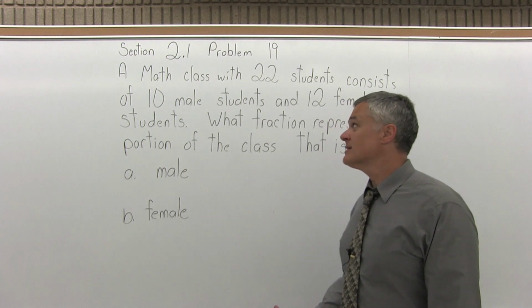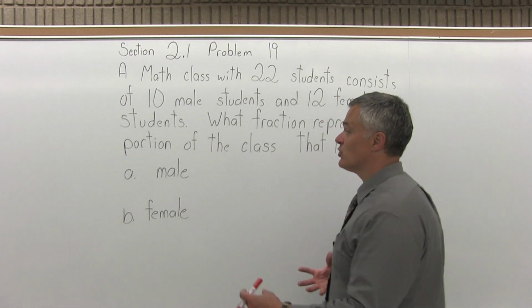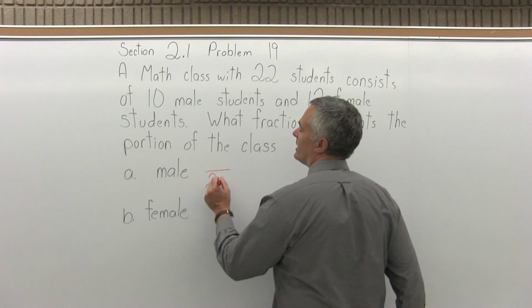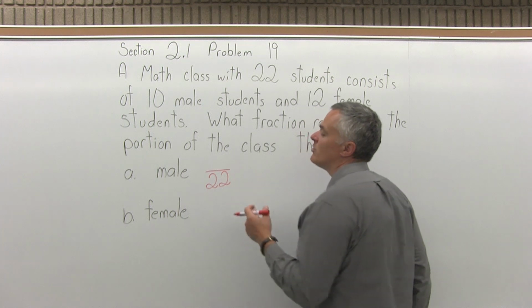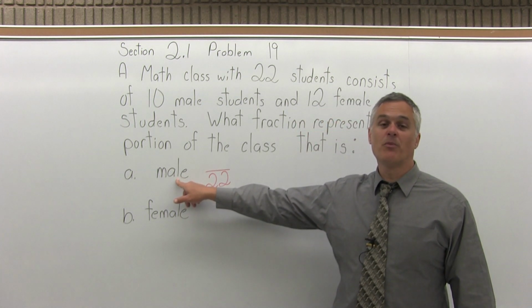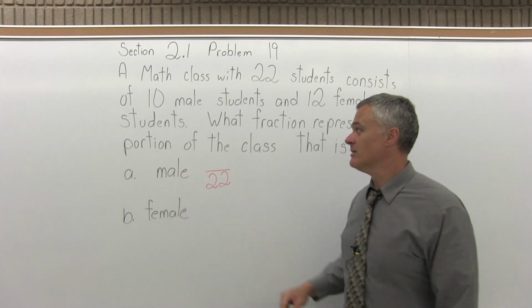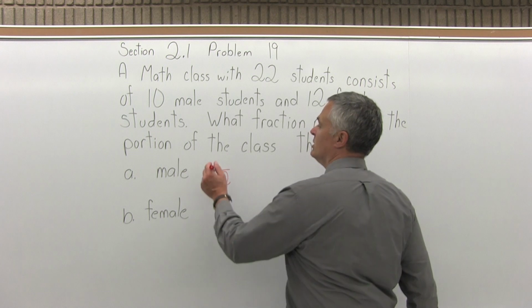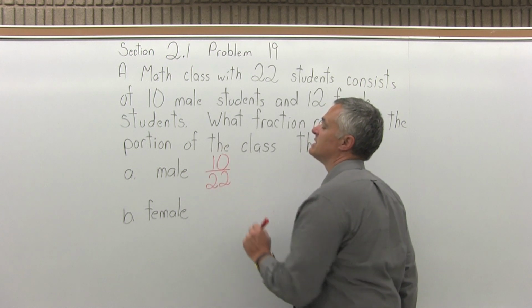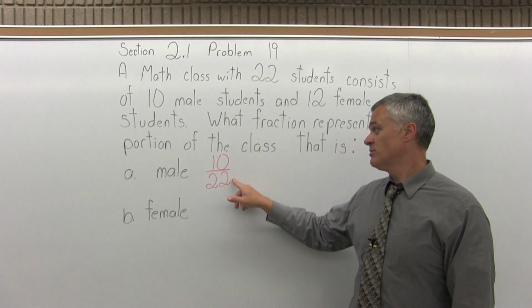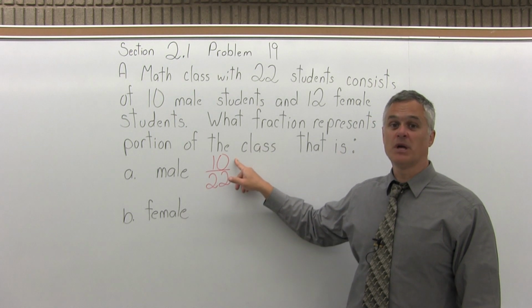Well, since the class has 22 students in it, or 22 parts to it, the denominator of the fraction will be 22. And the numerator of the fraction, or top, for part A will be how many of the students are male. So if we read the question, 10 of the students altogether are male. So the portion of students that are male would be 10 over 22. The class has 22 people, 10 of which are male.